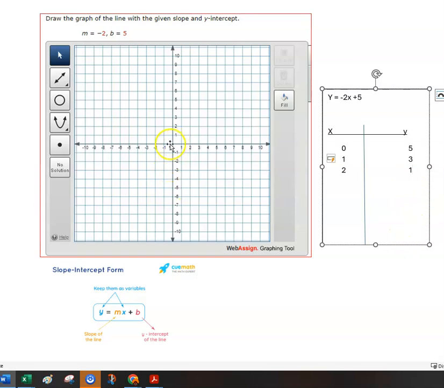Again, I'm just going to show you instead of drawing so that it doesn't go blank. So I'm going to do 0, 5. There's 1 dot. 1, 3. There's another dot. 2, 1. A third dot. And then my line goes something like this. It's a pretty steep negative slope.